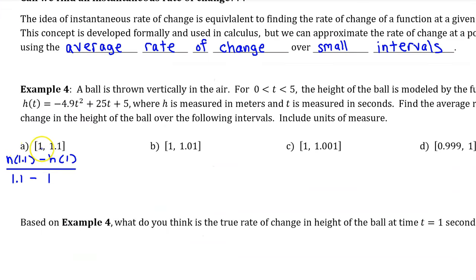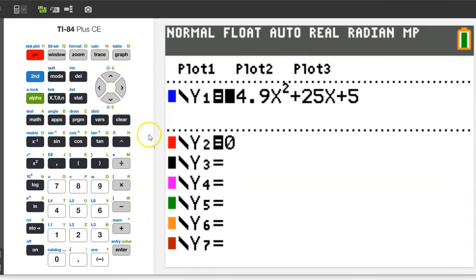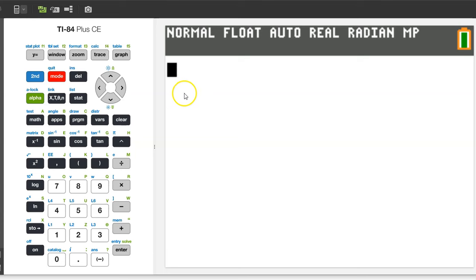For part A, the average rate of change of h on this interval will be given by this expression. Let's type this into the calculator. Quit your way out of this, hit second quit, set up a proper fraction however you do it.